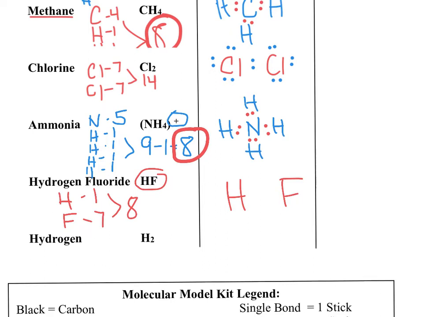There can only be a single bond between the hydrogen and fluorine because hydrogen can only hold 2 electrons. So the rest of the electrons must be on fluorine, and that makes sense. 3 lone pairs will give fluorine a total of 8 that it's feeling, and that'll make it now balanced out. And we only used 8 valence electrons, so we're good.